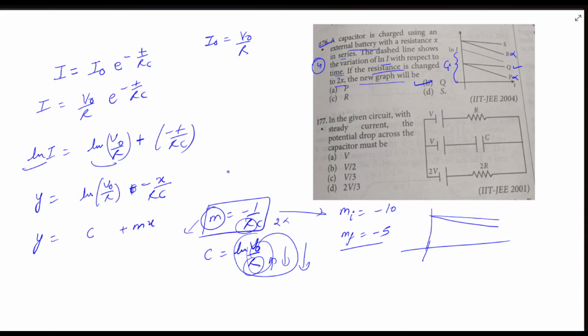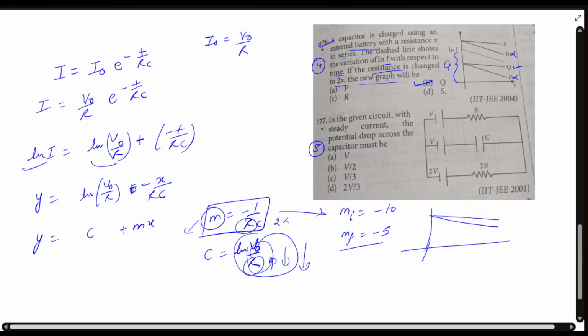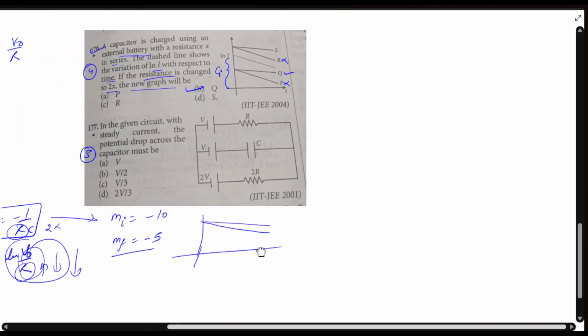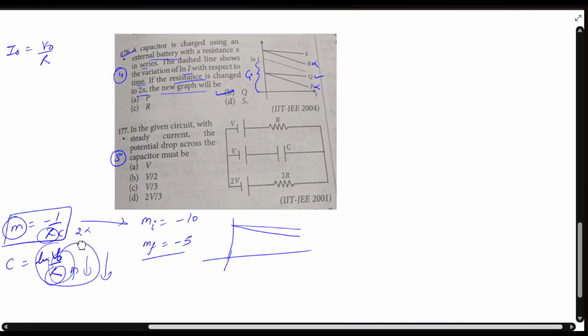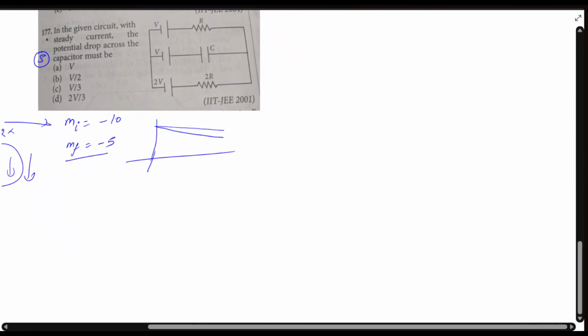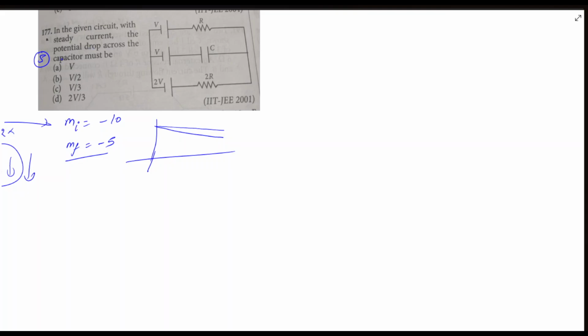Okay, quite interesting. Let's move on to our fifth question. Okay, let's start with our fifth question. So we have the circuit with steady current in it. The potential drop across the capacitor must be.